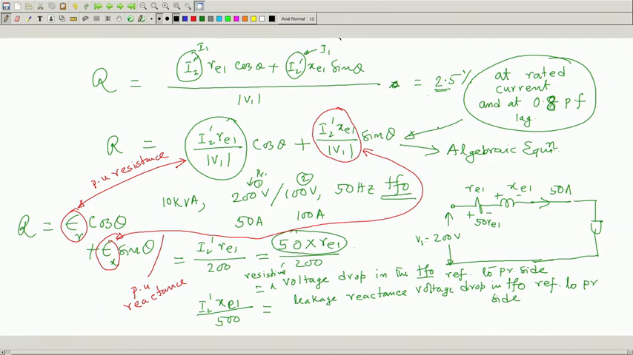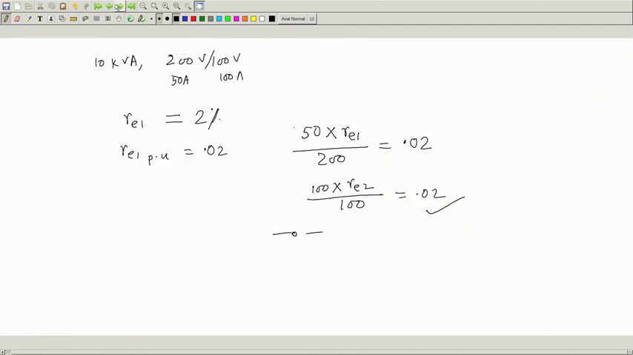We start from here, and then I told the meaning of this. Suppose I say that this is the rating of a transformer, and RE1 is 2%. What does it mean? RE1 per unit is then 0.02. It simply means that 200 into 0.02 will be dropped in the resistance when rated current is flowing. That is, I1 RE1 will be equal to 200 into 0.02. That is how you interpret it.